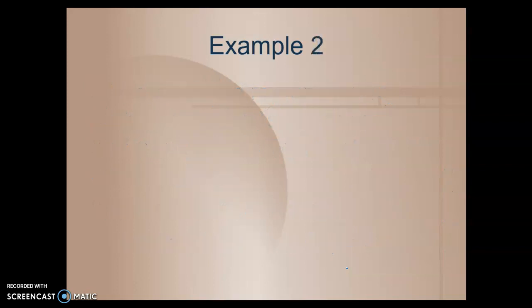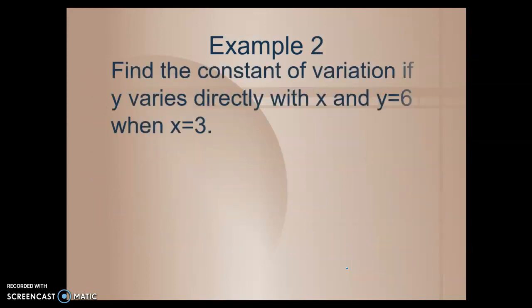Let's scroll back to where we were here. Let's take a look at a second example. This time we just want to find the constant of variation. If y varies directly with x and y equals 6 when x equals 3.